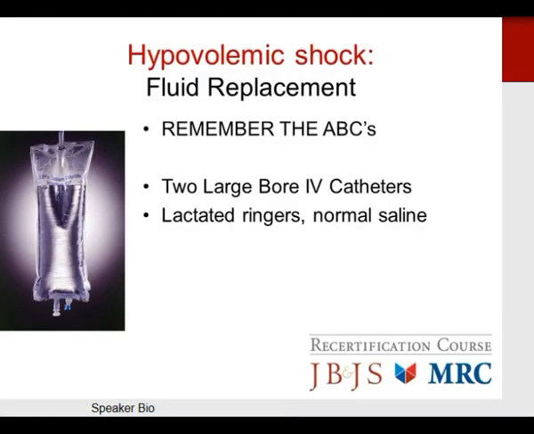The treatment for hypovolemic shock is fluid replacement. You've got to get 2 large bore IV catheters and infuse lactated Ringer's or normal saline at a high rate. It's important to get volume back into the body to maintain cardiac output.